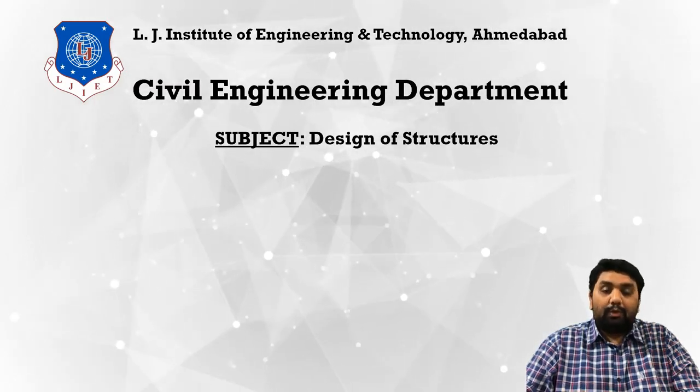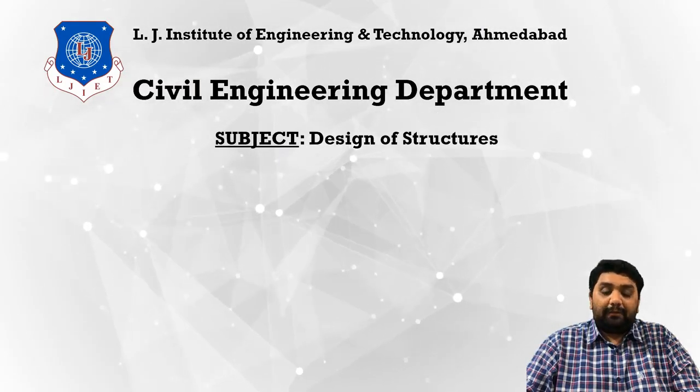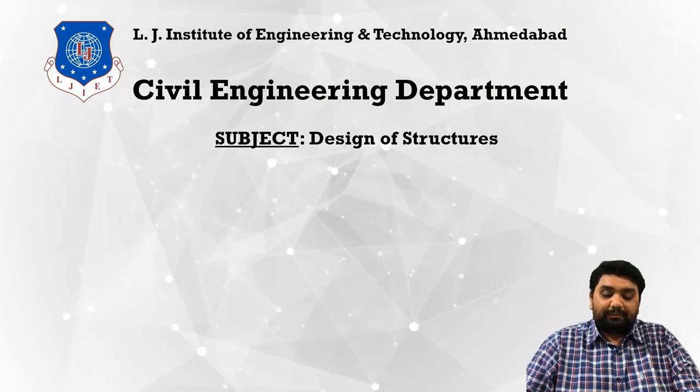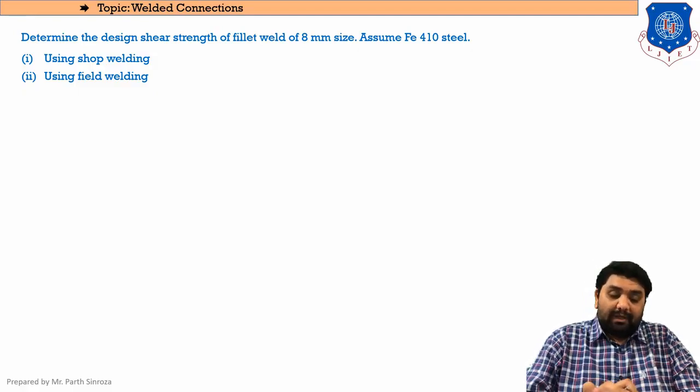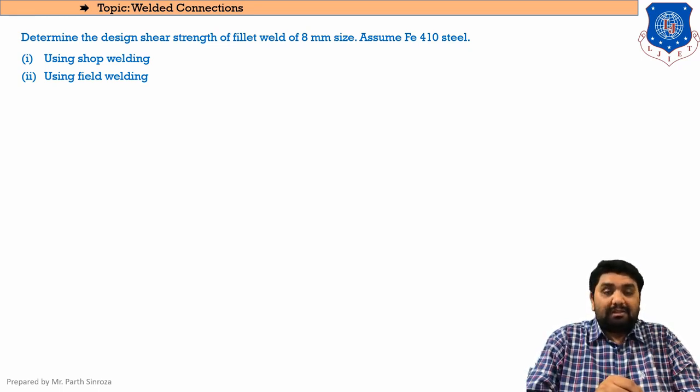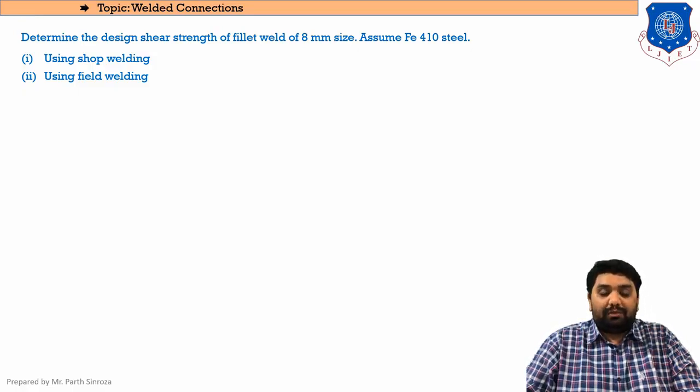So moving on to the first question of today. The question here is, determine the shear strength of a fillet weld 8 mm size assuming Fe410 steel. That means the grade of plate is given as Fe410. As you can see here, the grade of plate is being given as Fe410. We need to use these two methods, that is first to use shop welding and the second is to use field welding. Now how to proceed further?